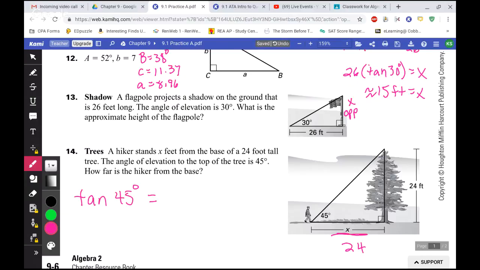So we'll have opposite over adjacent. So that's opposite over, and here we're using X for adjacent. And remember, we just swap places with our trigonometric function and our variable when the variable is in the denominator. So if you plug that into your calculator, 24 divided by tan 45 equals 24. So we proved our theory.